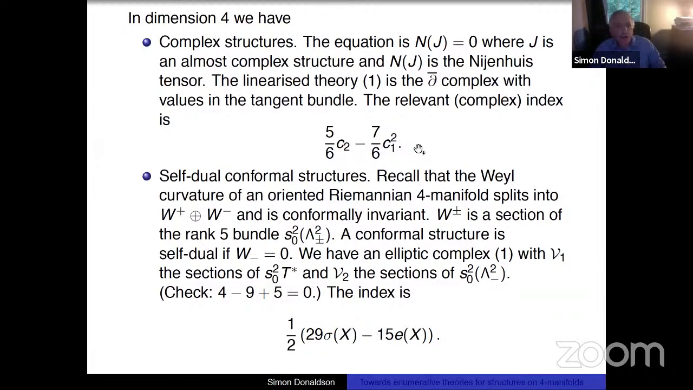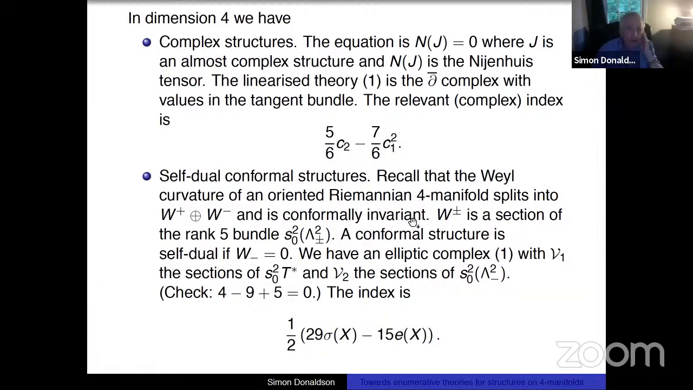The other one is we move into Riemannian geometry, or precisely conformal geometry, with what are called self-dual conformal structures. So just to remind you what these are, on any Riemannian manifold you have the Ricci curvature, and the sort of complementary piece is the Weyl curvature, and on an oriented four manifold, the Weyl curvature decomposes into self-dual and anti-self-dual parts, W plus and W minus. So W plus is a section of, you take the bundle lambda 2 plus of self-dual 2 forms, then you take the symmetric square of that, and then you take the trace-free part of the symmetric square. This lambda 2 plus is 3-dimensional, so the trace-free part of the symmetric square is 5-dimensional. And similarly for W minus.